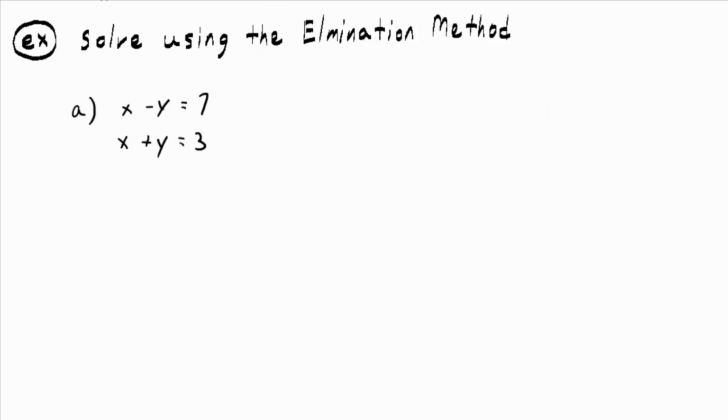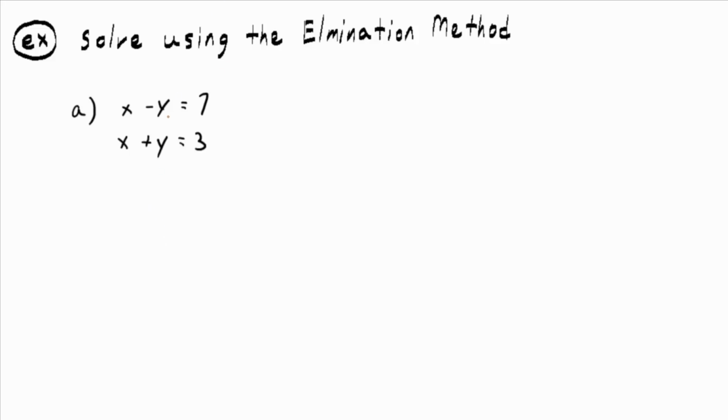Solve using the elimination method. x minus y equals 7 and x plus y equals 3. You guys, I don't have to go back to basics. You can probably figure out what would be the easiest way to solve this using elimination. What are you going to do? Just add the 2 equations, because what did you notice?